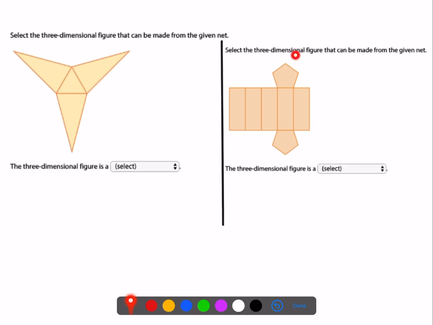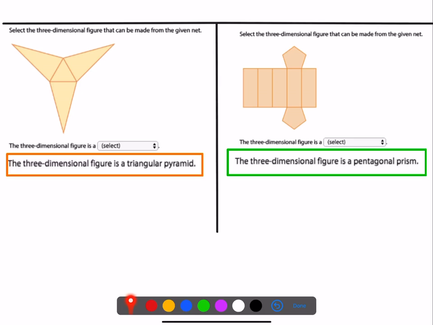As for this other shape over here, for the second example, well again, if I fold all of these boxes up, they'll all land around this base. I have two bases here, so I know that these are my bases, these pentagons. Since it's the same base on either side, it'd create a prism. So this is a pentagonal prism. So those are our two shapes there. The three-dimensional figure is a triangular pyramid on the left, and a pentagonal prism on the right.